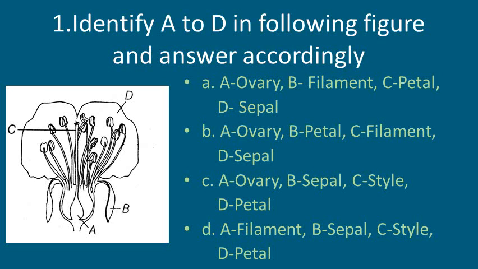From that figure we can clearly understand that A is the ovary. So it is given in the first three options A, B and C. B is the cross section of the sepal, so sepal is present in option C. B is the sepal, and C in the figure is the style. It is also correct in option C, and D of course is the petal. So from that figure we can understand that option C is correct.